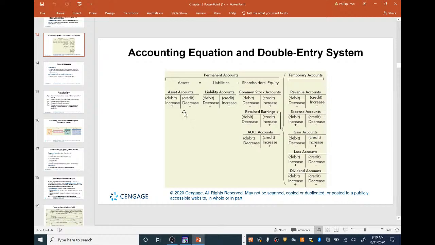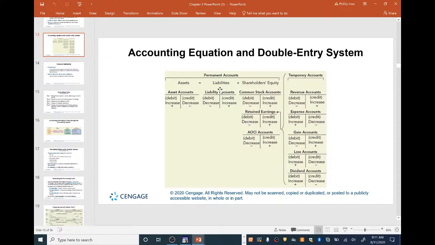Okay, for asset accounts, debits are going to increase the asset account. Credits are going to decrease the asset account. And once again, this is going into the double entry accounting system. We're just seeing how it affects the accounting equation when you use the double entry accounting system. So once again, we're on permanent accounts. We're dealing with assets. If we debit an asset account, it's going to increase the value of that account. If we credit the asset account, it's going to decrease the value of that asset account.